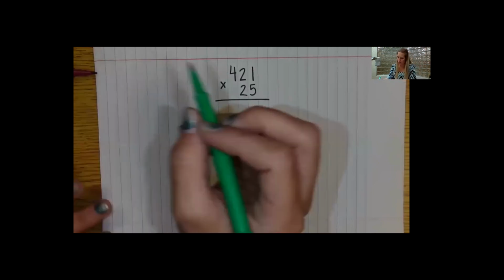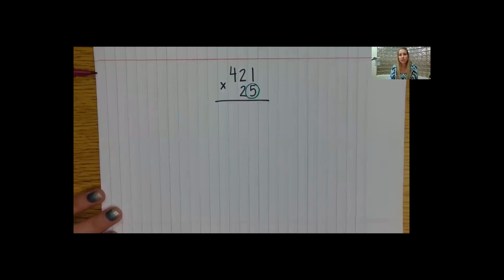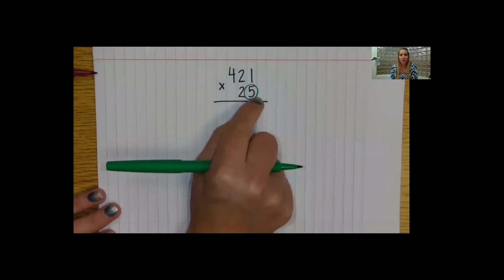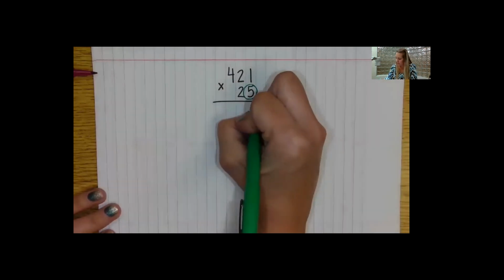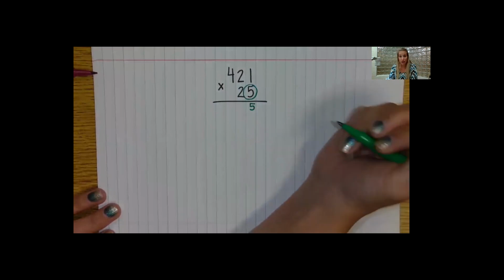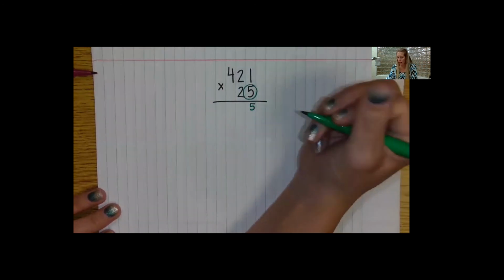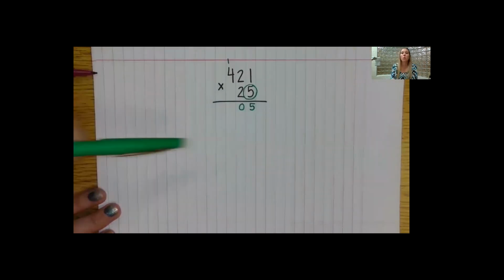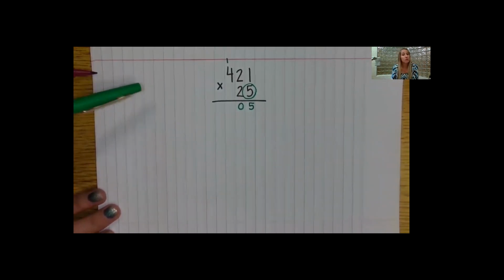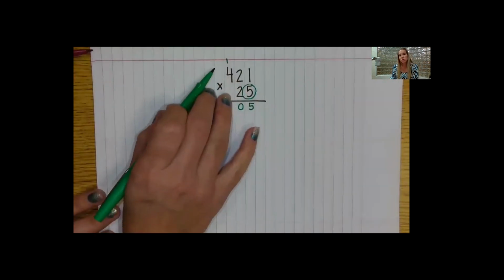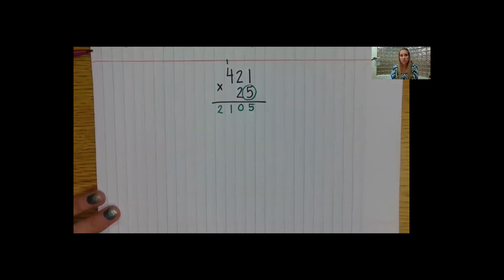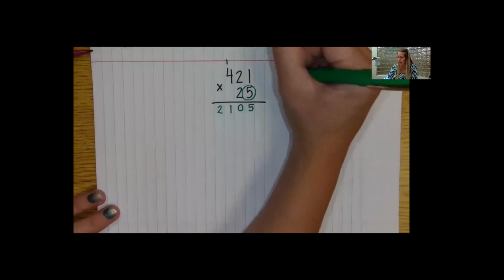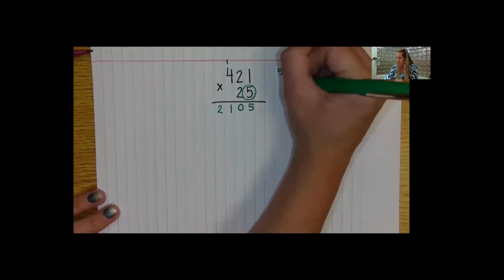Excellent. Did you remember to start in the ones place of your bottom factor? Did you remember for your bottom factor to visit every place value on top? 5 times 1 is 5. 5 times 2 is 10. So we put a 0 and we regroup a 1. 5 times 4 is 20, plus the 1 we regrouped is 21. Remember, sometimes it helps out to the side to write those numbers down.